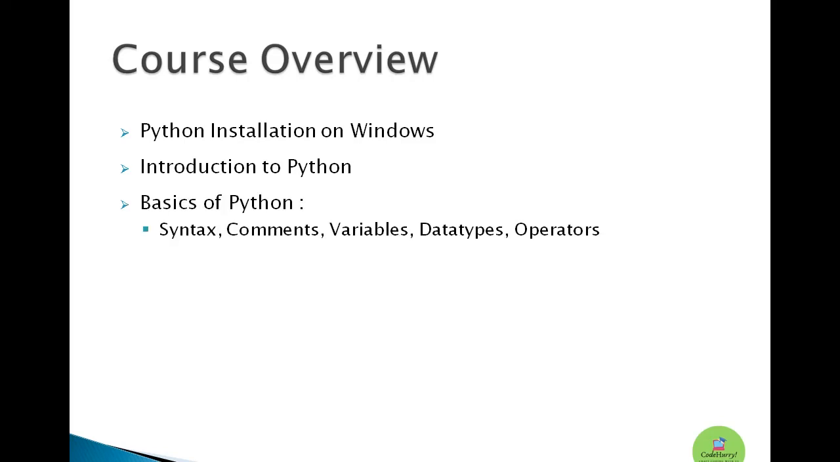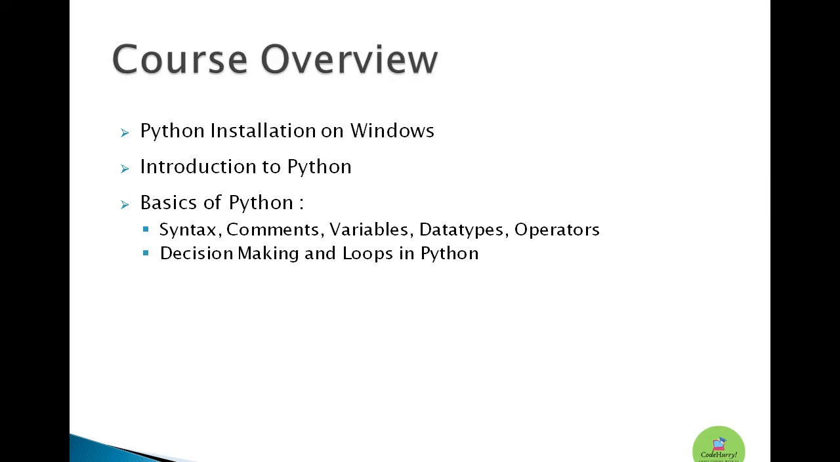In basics of Python, first we are going to cover the syntax, comments, variables, data types, operators. Syntax means what is the basic syntax in which the Python program is written. Comments, how do we comment in Python? What are the variables, how the variables are used, how the variables are declared and defined and used. Data types, which all data types are supported by Python. Operators, which are the operators which can be used in Python.